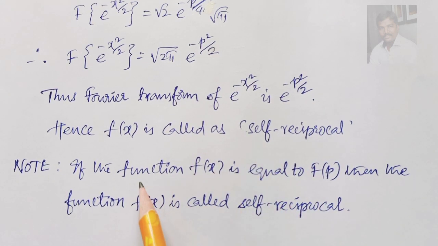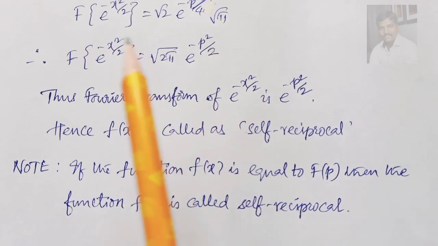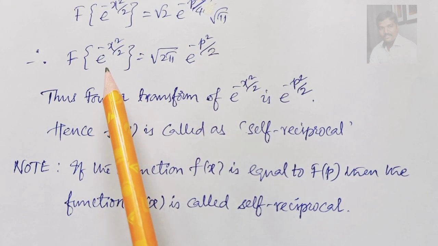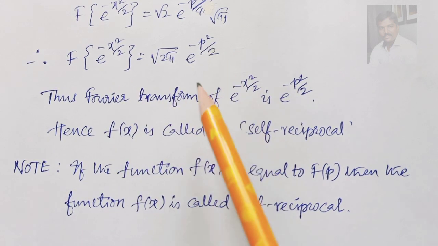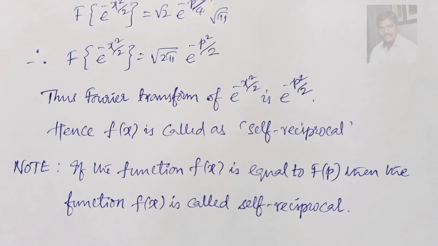Why? What is self-reciprocal? If the function f of x is equal to capital F of p, then the function f of x is called self-reciprocal. There you can observe this is f of x and this is capital F of p. Both are same. So that's why this function is called self-reciprocal. I hope you understand. Thank you.